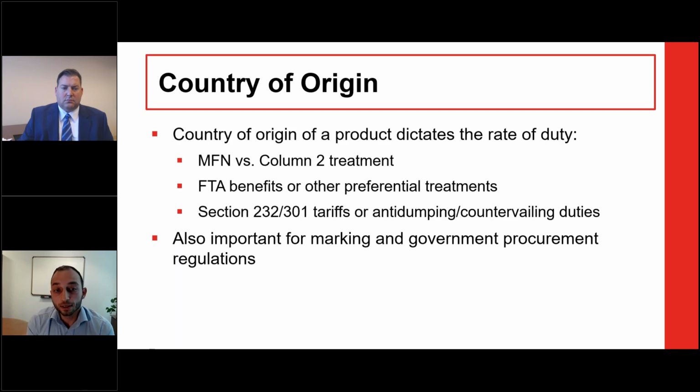And in addition to that, the special tariffs or duties like Section 232 or 301 tariffs or anti-dumping or countervailing duties may be applicable based on the country of origin of the products. And in addition to all that, marking and government procurement regulations also rely on country of origin determinations.